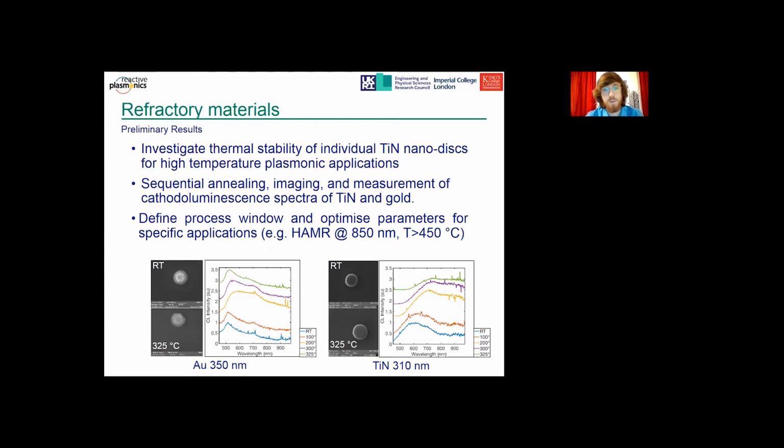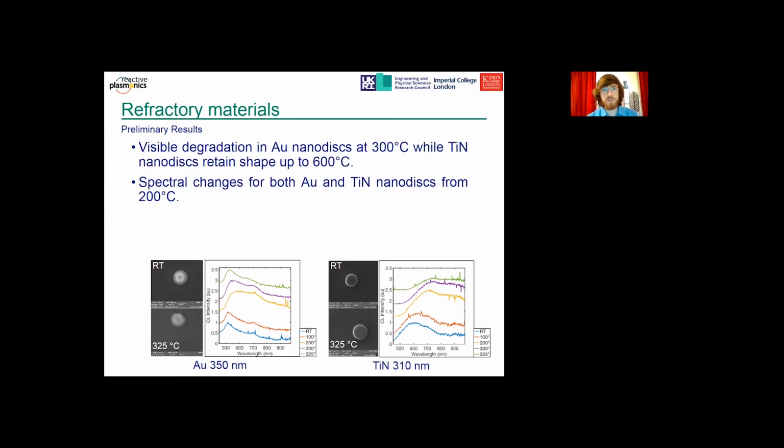So for example, with HAMR, we would be looking at a wavelength of operation of 850 nanometers and temperature stability of greater than 450 degrees. As a brief summary of some of the results that we've obtained from this so far, we found that the gold nanodiscs degraded at 300 degrees, while the titanium nitride discs retained their shape up to 600 degrees.